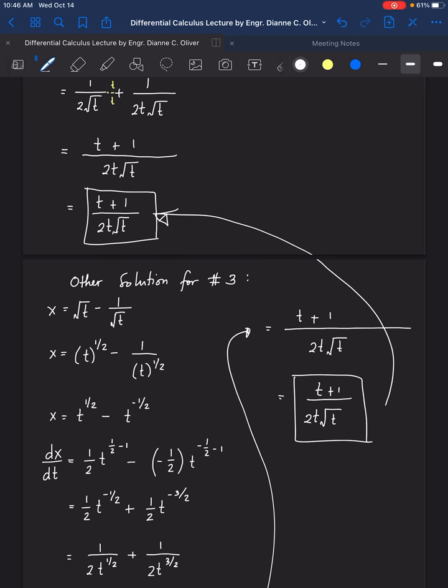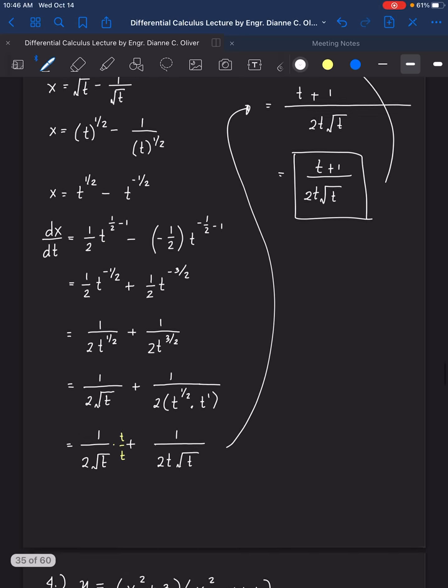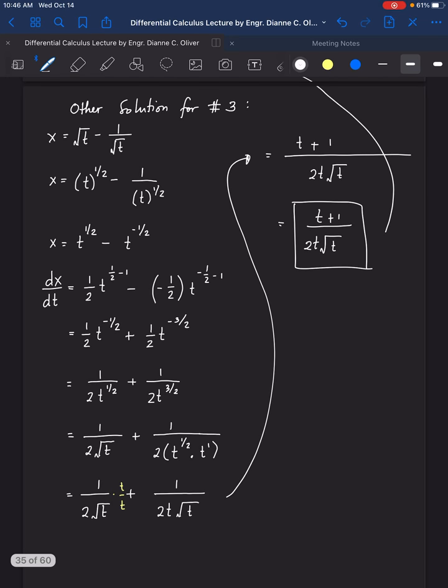Right, so whatever solution you use for example number 3 or something like this, whatever is easier for you, using the derivative of the quotient, or using the derivative of the general power formula. So when you arrive at the same answer, it's good. Okay. If ever you have questions for this, kindly message me on the MS Teams.